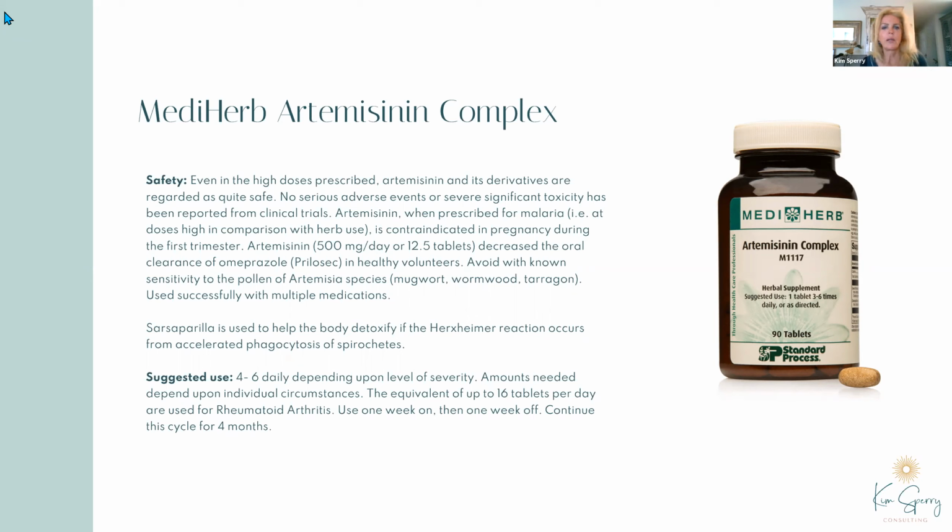When you're dealing with lupus or rheumatoid arthritis, you can take up to about 12 tablets a day. The average is going to be 6. I personally take a total of 6 daily. And I see up there the equivalent is up to 16 tablets a day. You're going to find that most people never have to use that many. I personally take 6 a day, and I feel so strong on Artemisinin Complex.